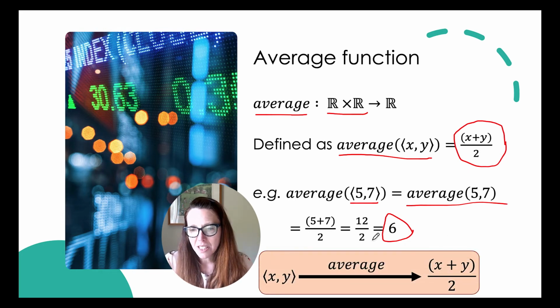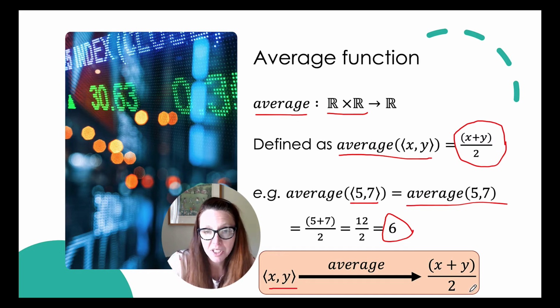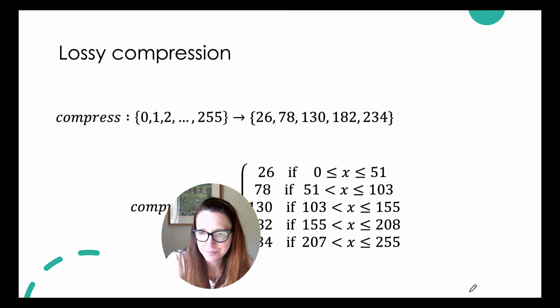So what this is doing is, again, it's a mapping, but this time it's a mapping from a pair to a single number, which is found by taking the average of x, y.